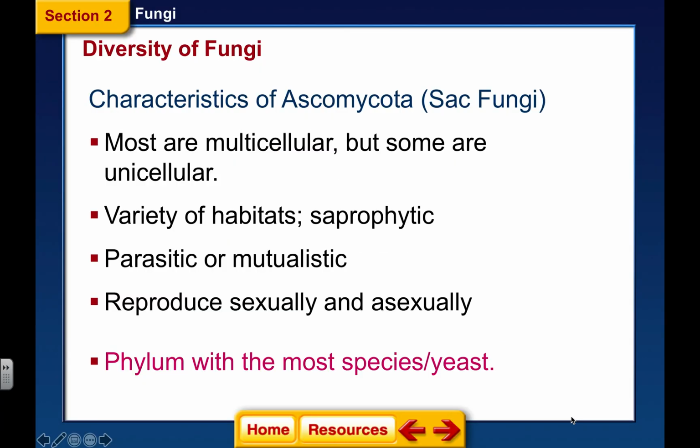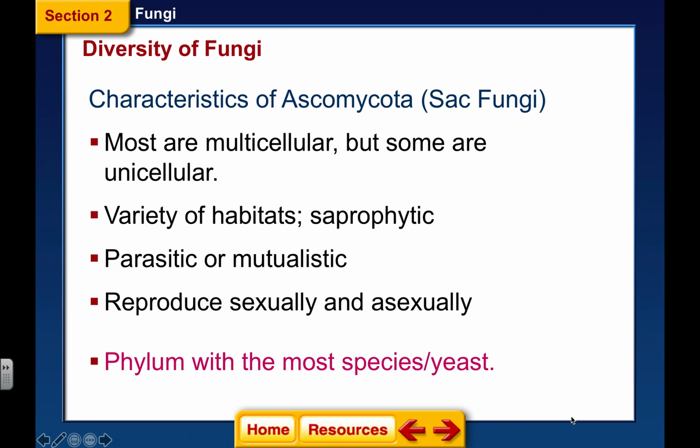Okay, this phylum is called Ascomycota. Now remember, anything that ends in mycota is fungus, so they're all going to end in that mycota. This is our sac fungi. Most of them are multicellular, but we do have some unicellular species in this phylum. Typically the yeast, that's the most common in this phylum.